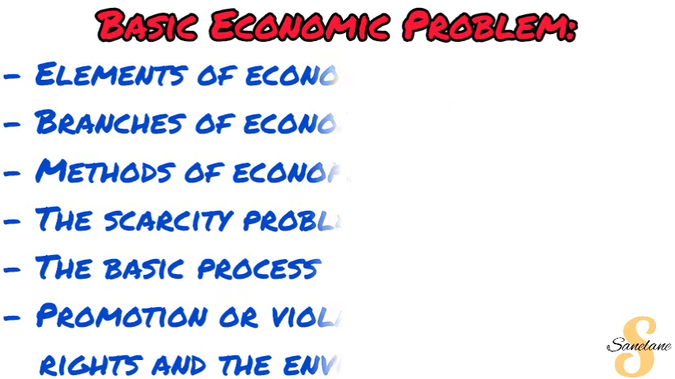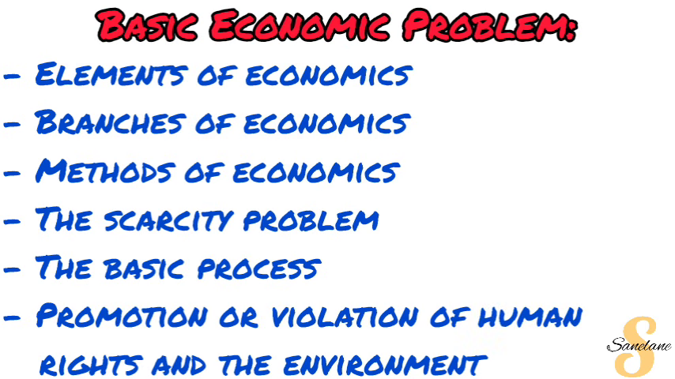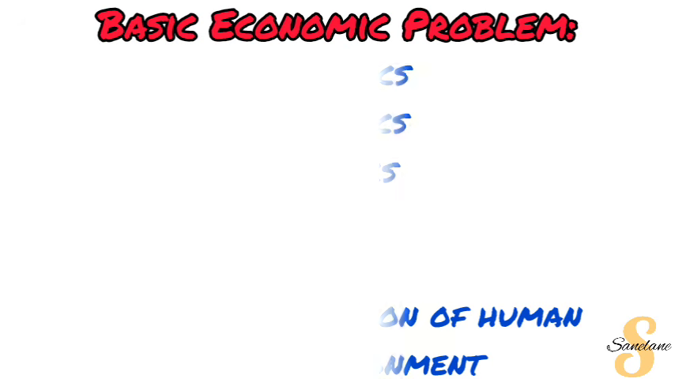Your economics paper 1 question paper is divided into two main topics. The first one being macroeconomics. Under macroeconomics, the first thing you're going to cover is basic economic problems, under which you will have to make sure that you have studied elements of economics, branches of economics, methods of economics, the scarcity problem, which is the priority topic, the basic process, and the promotion of violation of human rights and the environment.